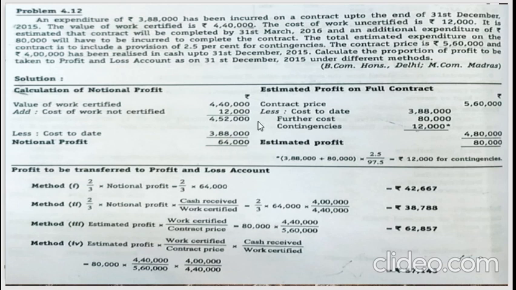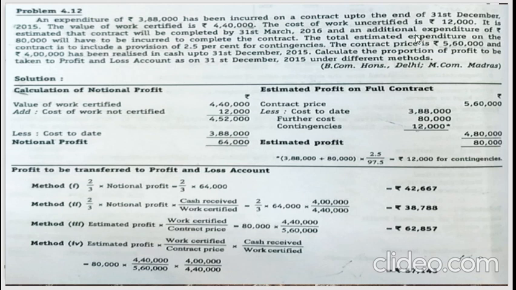Next, we are supposed to calculate the estimated profit on the full contract. So we need to have the contract price. If you look into the question, they have stated it is estimated that the contract will be completed by 31st March 2016. An additional expenditure of rupees 80,000 will be incurred to complete the contract. So the expenditure incurred is 3,88,000, and the additional expenditure is estimated at 80,000.